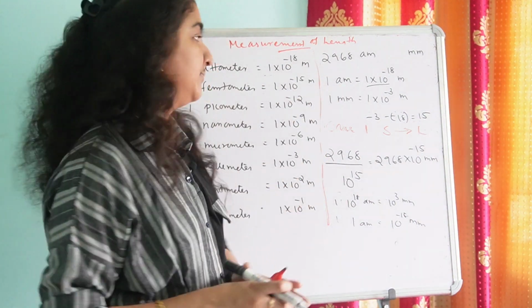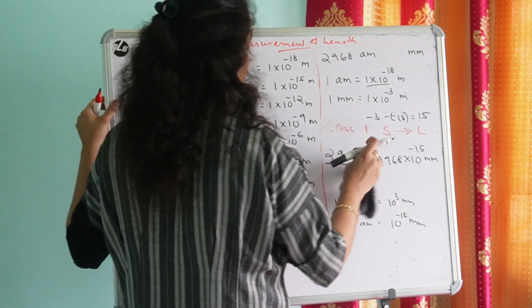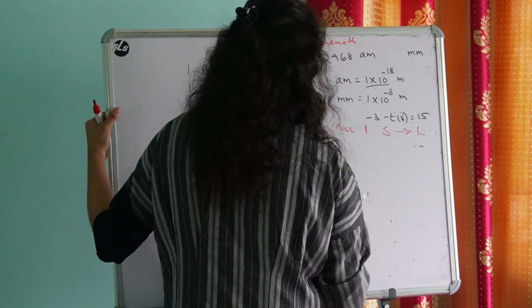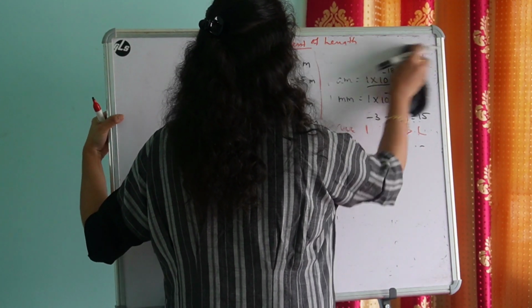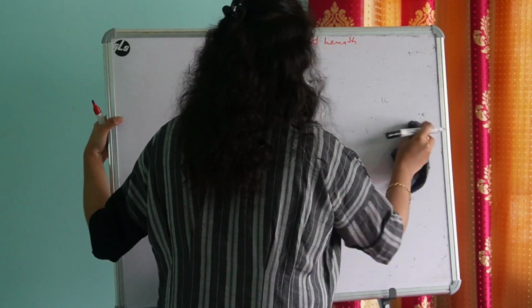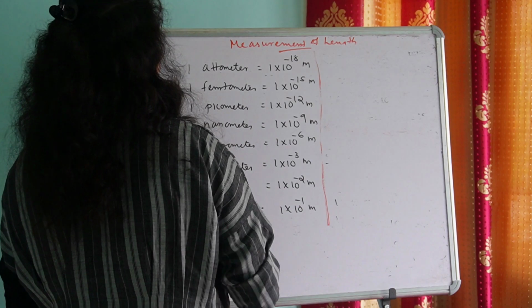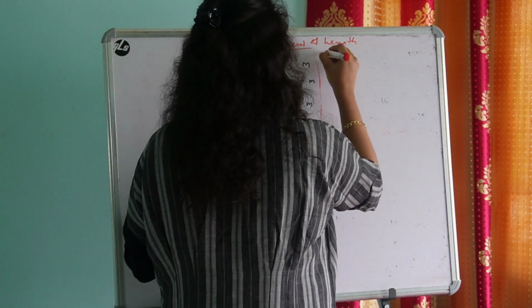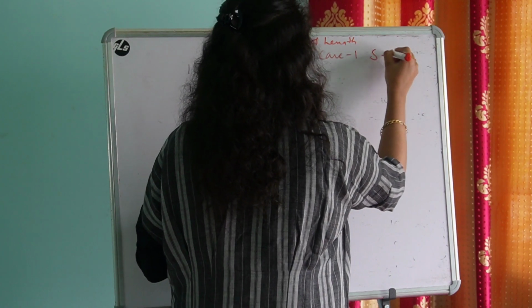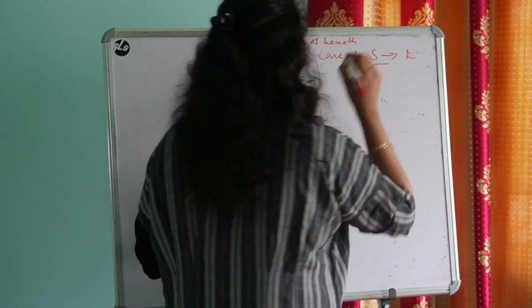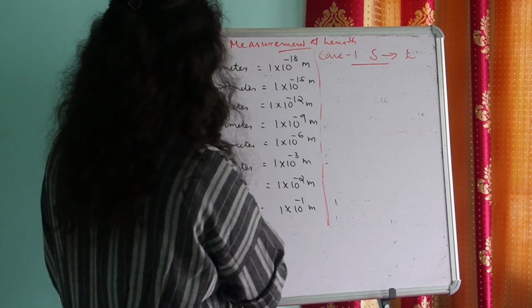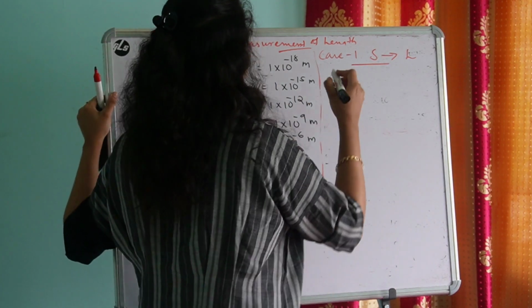Is it clear? Case 1? Yes. Let's see one more example in case 1 and then let's discuss case 2. Case 1 is where the value is given in a smaller unit and you are asked to find the value in a larger unit. Suppose the value is given in picometer.